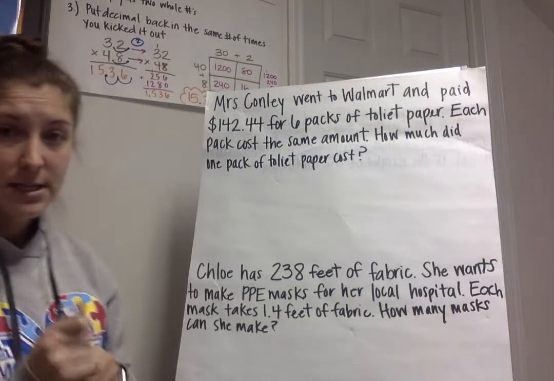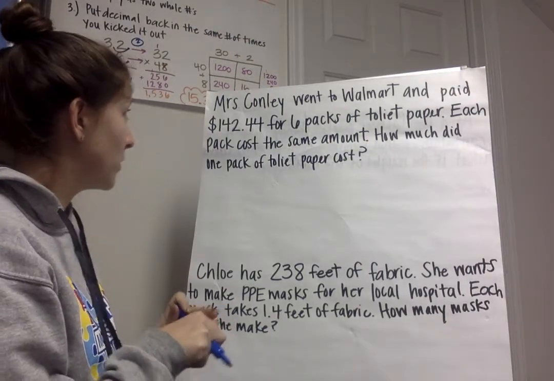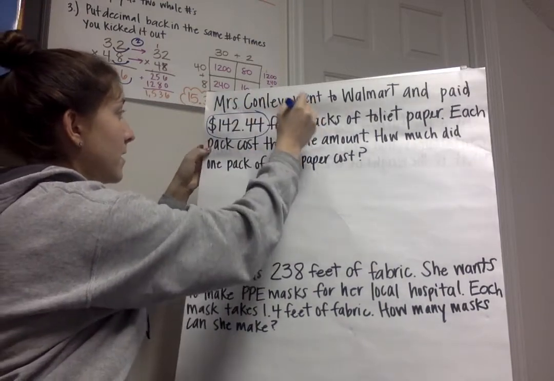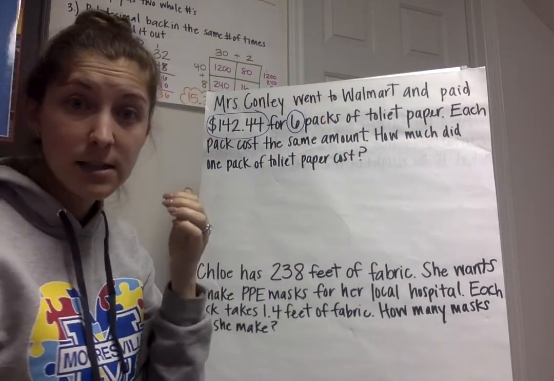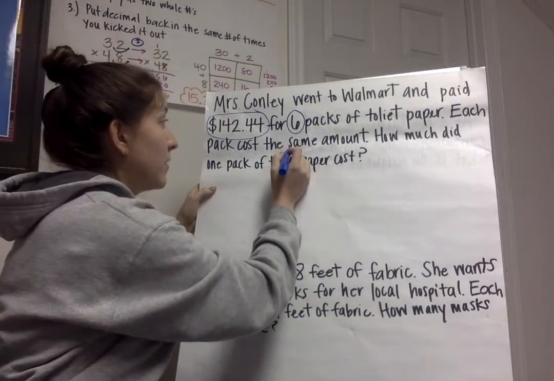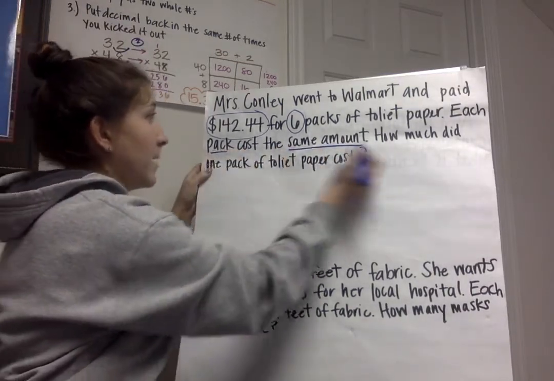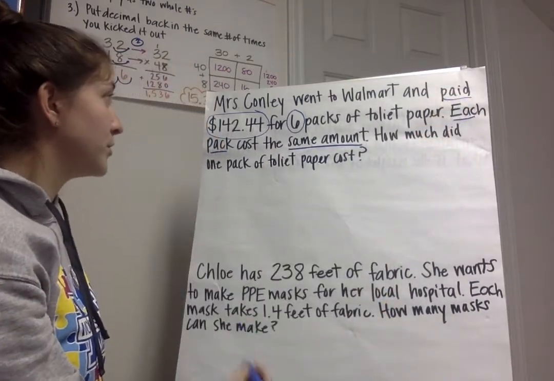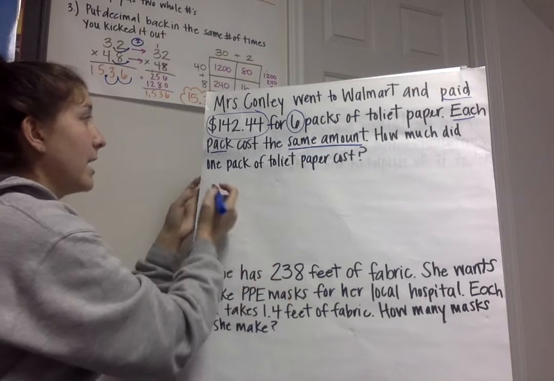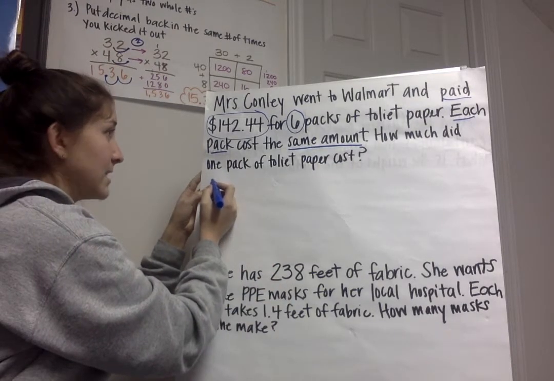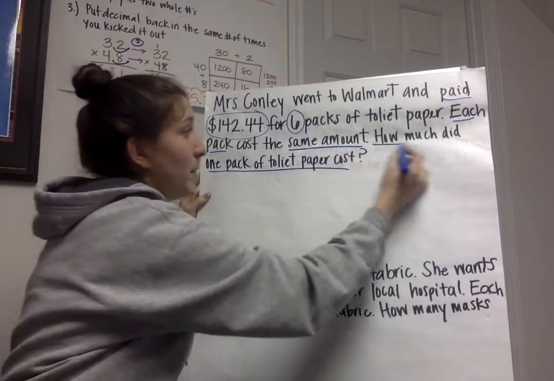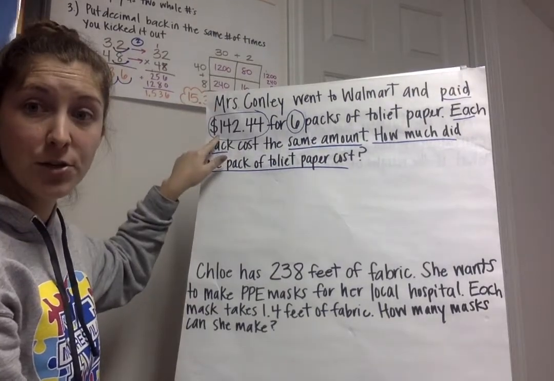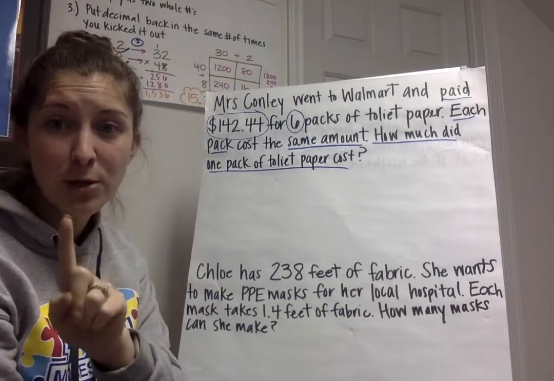So I'm going to do a couple things here. I'm going to go through, and I'm going to circle my numbers here. And I'm going to underline some words. I know that each pack costs the same amount. I know that $142.44 is how much she paid. And my question is asking me, how much did 1 pack of toilet paper cost? So I know that 6 packs cost $142.44, but I need to know how much 1 pack cost.